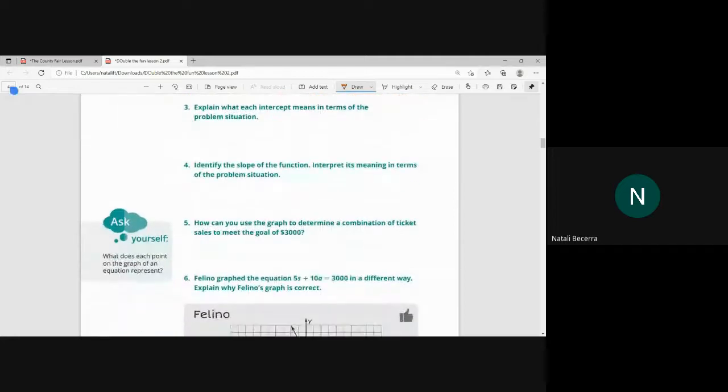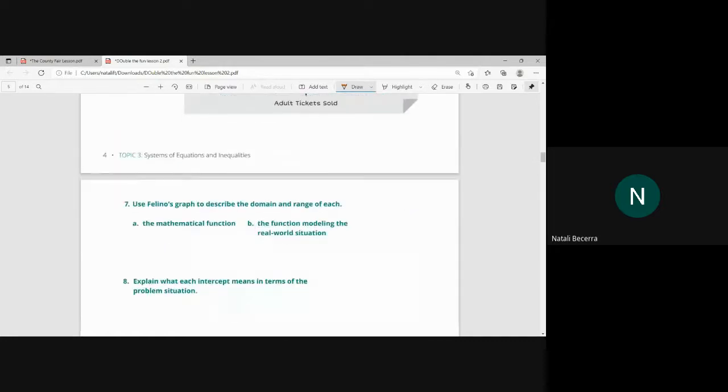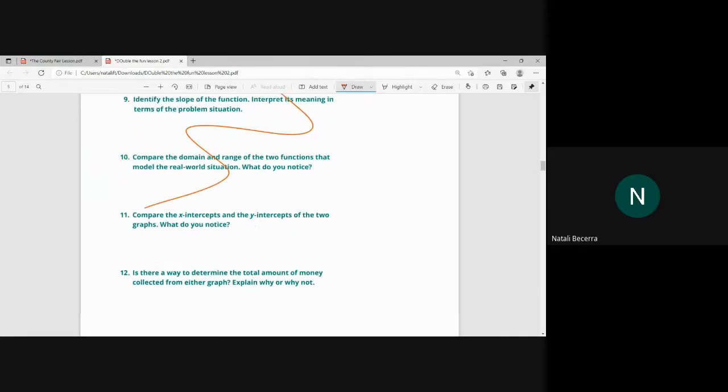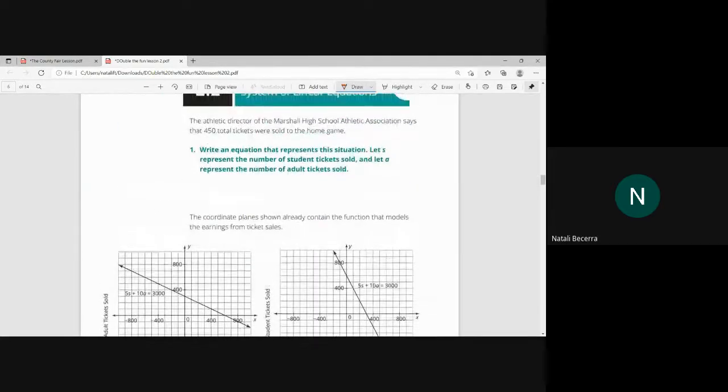All right, so then it says explain what intercept means in terms. Okay, we're not going to do this. Useful notes. We're also not going to do this. Okay, this one we will be doing.